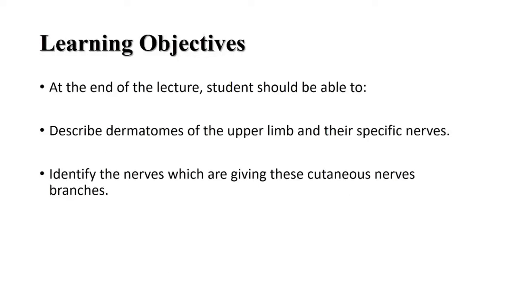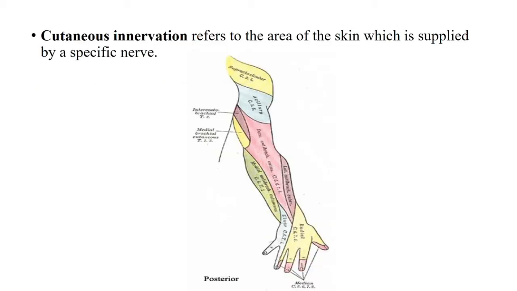At the end of this class, the student should be able to describe the dermatomes of the upper limb and their specific nerves, and identify these cutaneous nerves as branches of which nerves. So cutaneous innervation refers to the area of the skin supplied by a specific nerve.